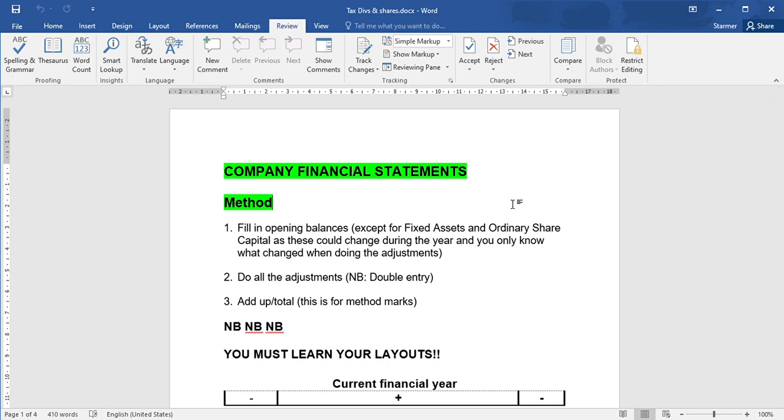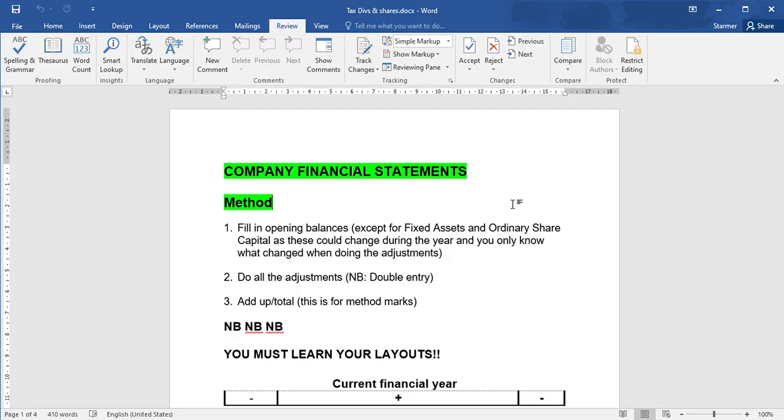Today I'm going to be introducing company financial statements. Company financial statements is always a major question in paper 1 of your exam at the end of the year. So it's a very important section that we're going to be covering. Today all I'm going to do is introduce the topic, and then in future videos I will go through adjustments.